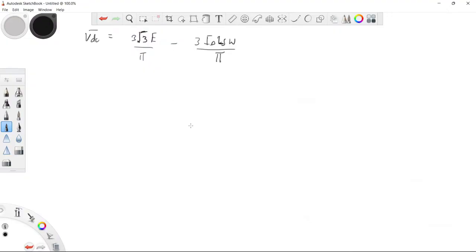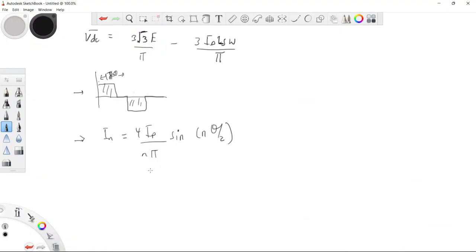We've also seen that the current going through it is quasi square like this with a displacement of 120. And we've seen that the harmonic components are given by this. So yeah, because it's 120 to become 60 here.